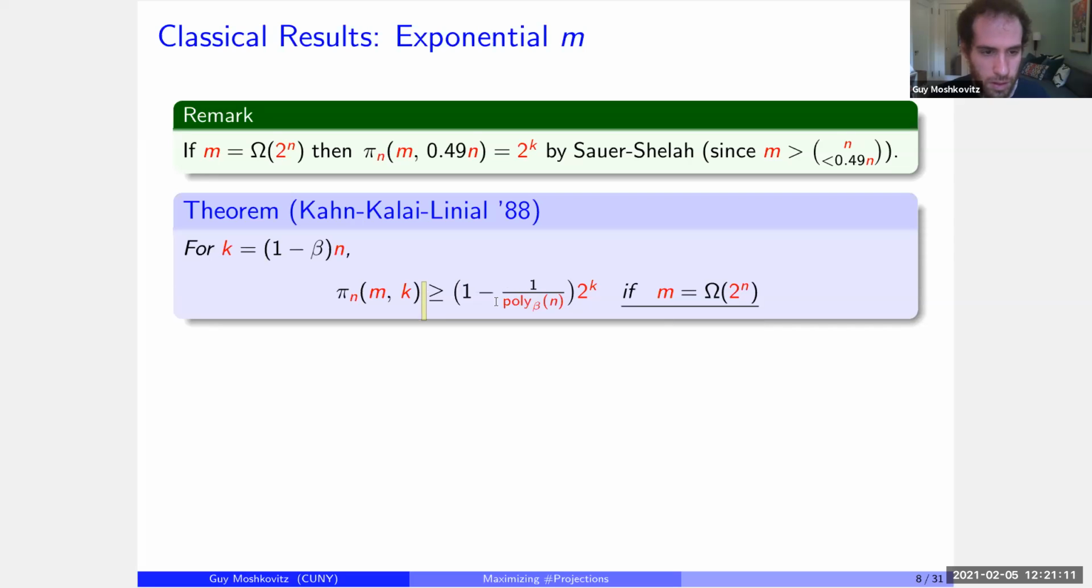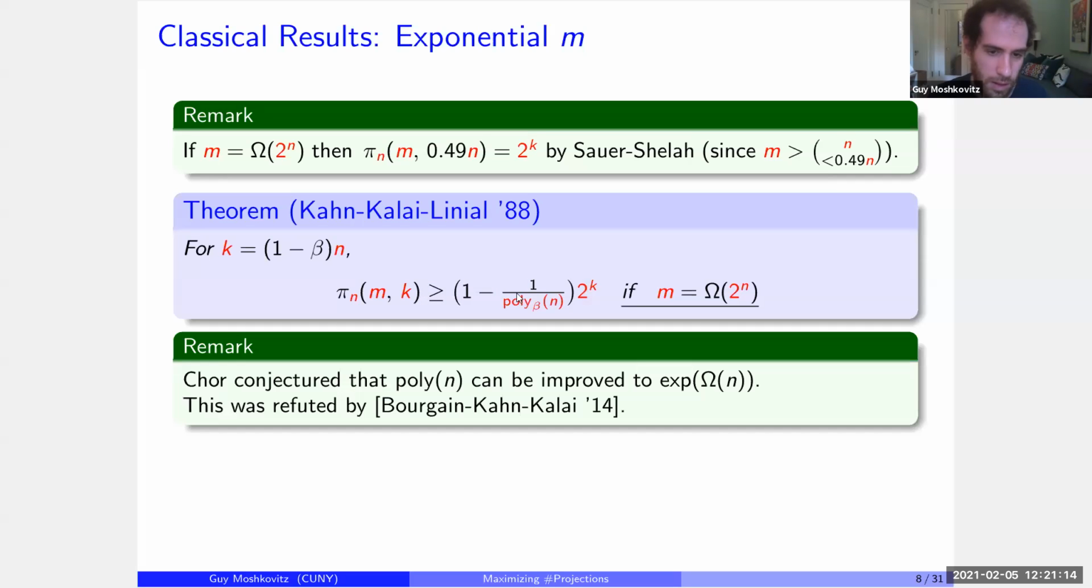I'm not going to go in depth here. I'll just mention that there was a lot of work here around these questions. There was a conjecture that maybe this error term can be improved from polynomial in n to exponentially small in n. This was refuted by a more recent paper by Baruch and Kahn-Kalai. So bottom line here is that this is nearly tight.